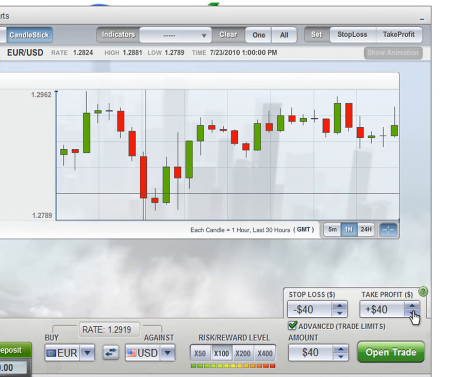Same thing with take profit. Take profit is if we're making money and the trade is going in our direction, we're telling the software to exit the trade for us once we reach a level that we feel comfortable with. Now, don't ever underestimate the value of these two things. This is the most important thing that you've got to do in Forex trading: always have a stop loss and always have a take profit.